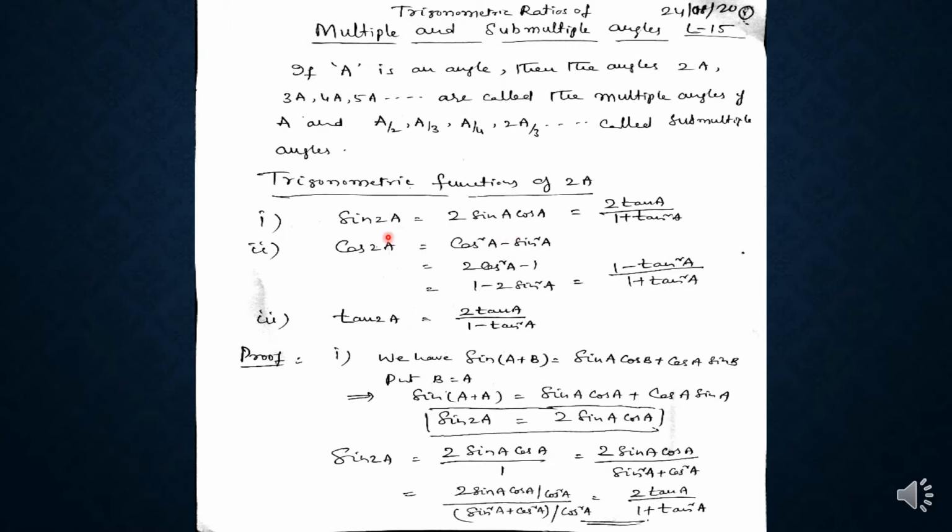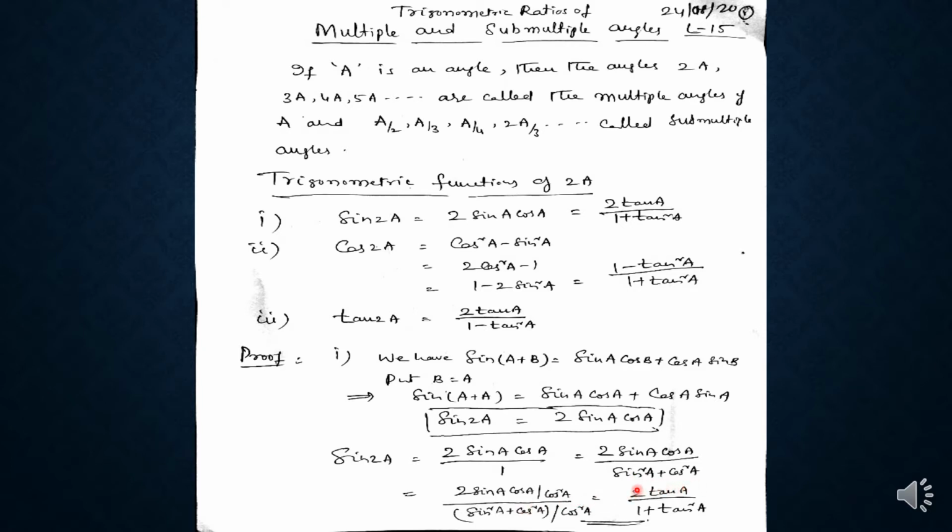And we can write sin 2A only in terms of tan A. To get that proof, write sin 2A is equal to 2 sin A into cos A. Take it as 2 sin A into cos A by 1. By using the trigonometric identities, here in the denominator 1 can be written as sin square A plus cos square A. We have sin square A plus cos square A is equal to 1. So we are writing 1 as sin square A plus cos square A. That is 2 sin A into cos A by sin square A plus cos square A.